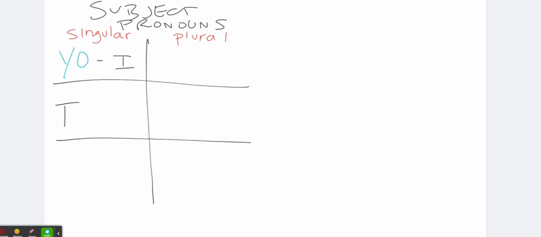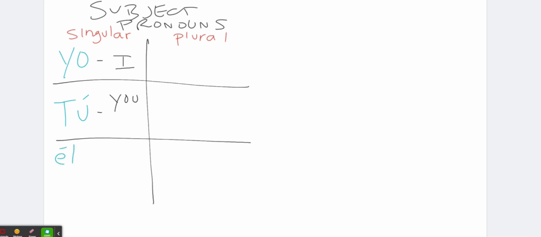The next one is going to be tú, and tú means you, and I would write this down on your paper. It means you in an informal or familiar situation. So if you, a student, are talking to your friend and you wanted to say you are interesting, you would use that word tú, and not the formal you, which we'll see in just a second.